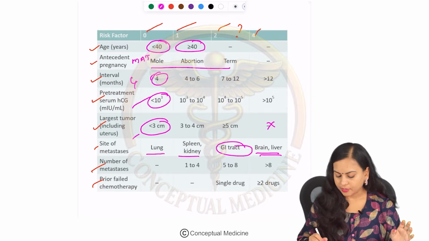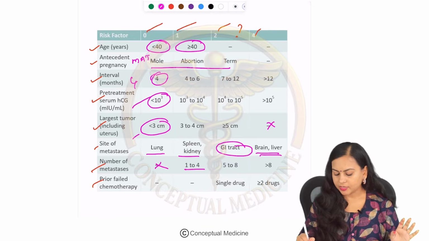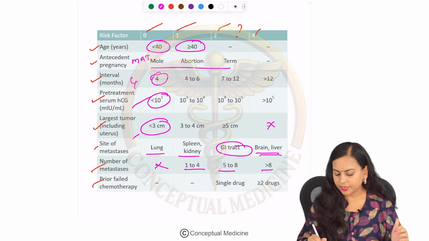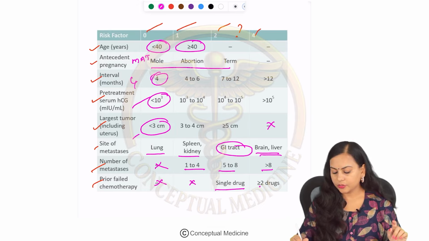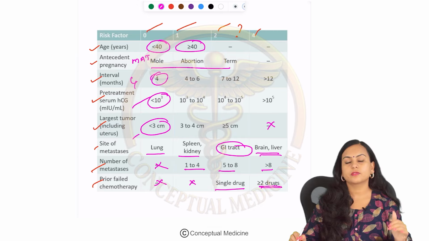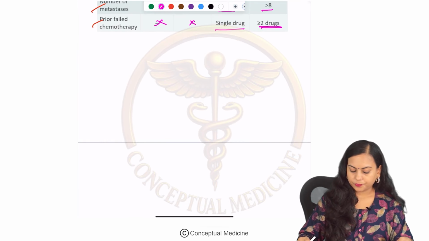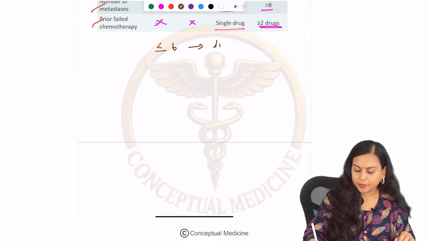The number of metastasis: for 0 you don't have, and number of metastasis 1 to 4, 5 to 8 and more than 8. Prior failed chemotherapy: you don't have anything here, single drug failed you will give score 2, and more than 2 drugs failed then you will give score 4. Okay, yes. Now the cutoff is less than or equal to 6. That means the patient is a low risk patient.